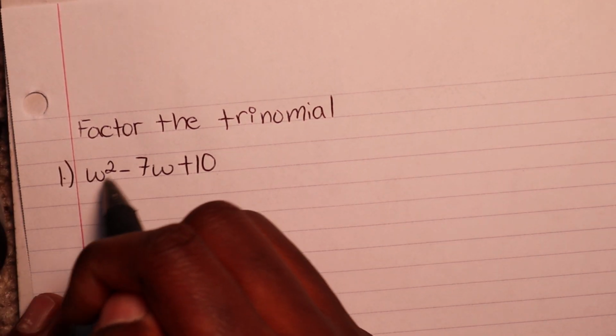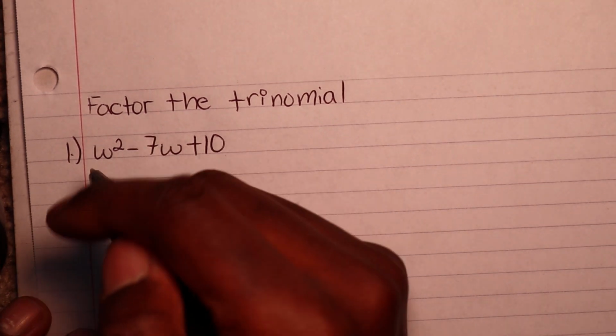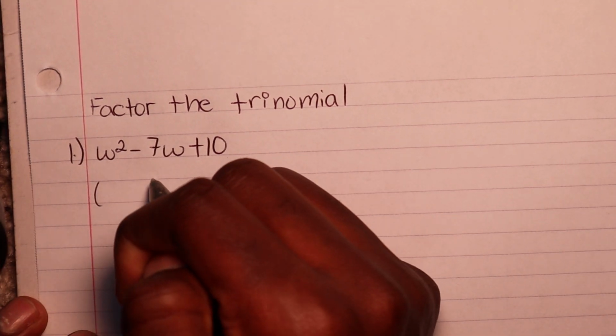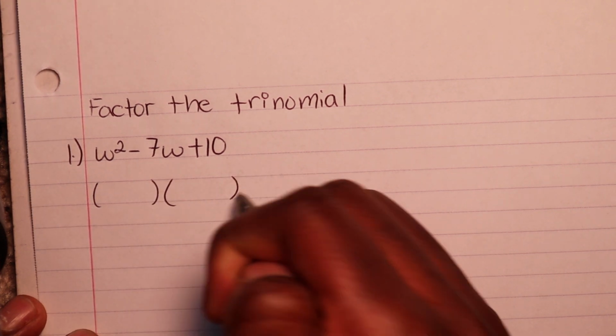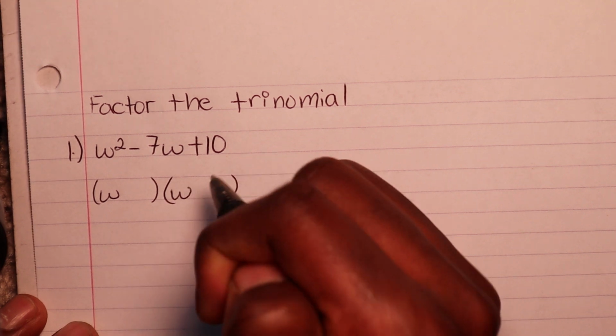So first thing is first that we know is it's a w squared. So we know that there's two w's, and by that what I mean is w times w will give you w squared, okay? So that's a no-brainer. So you put two parentheses down, correct? Put a w here, put a w there.